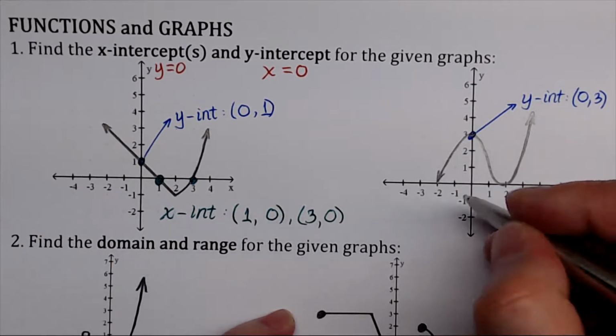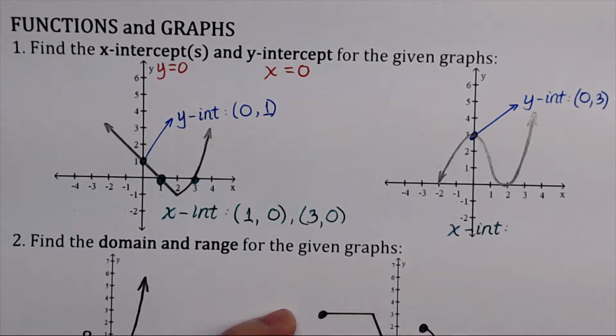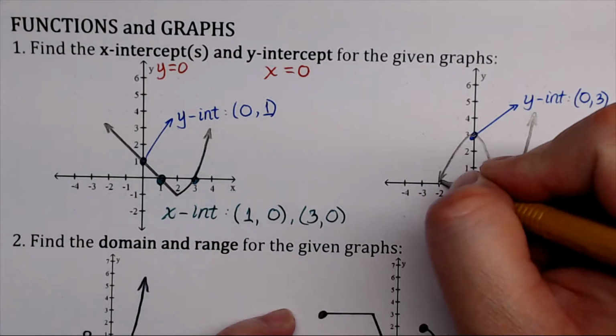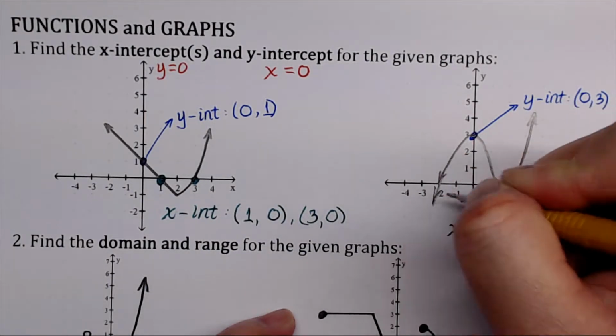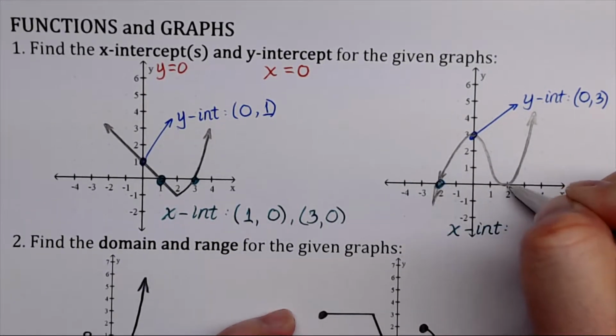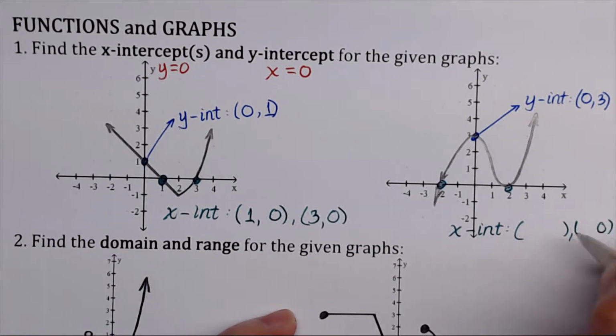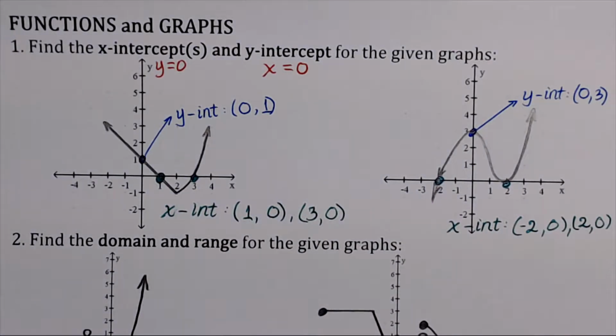And the x-intercept. The graph, let's assume that it goes through this point and keeps going like that. So in that case, we have x-intercepts here and there. For the x-intercept, y must be equal to 0. So here we have x equal to -2 and here x equal to 2. So those are the x-intercepts.